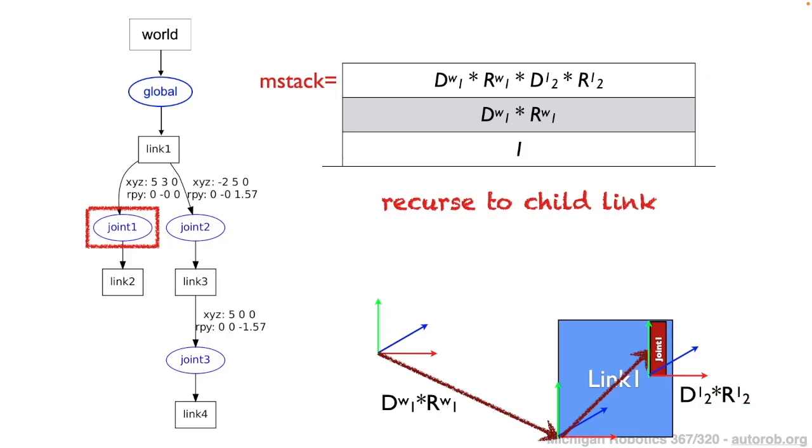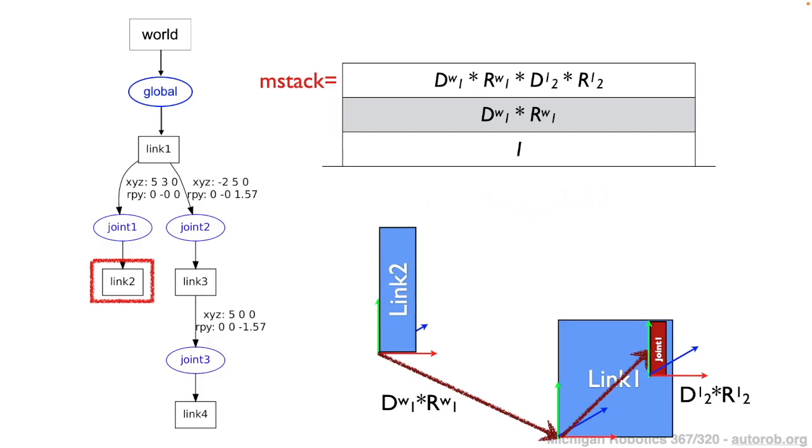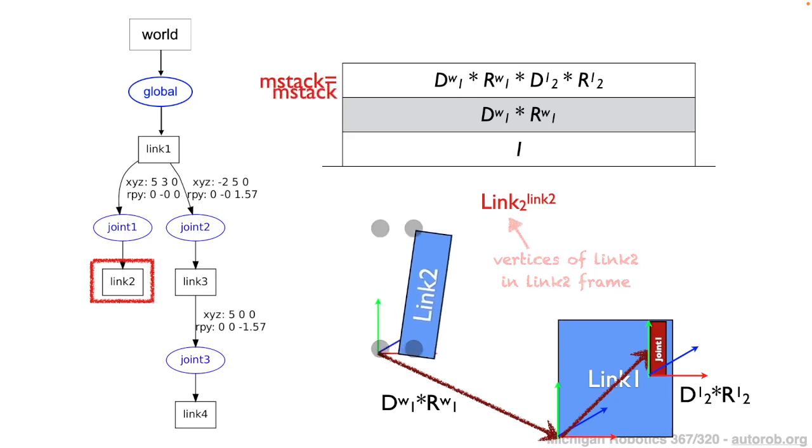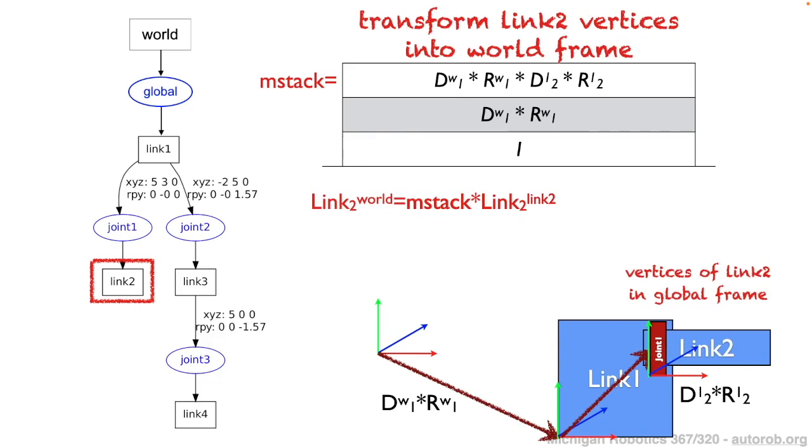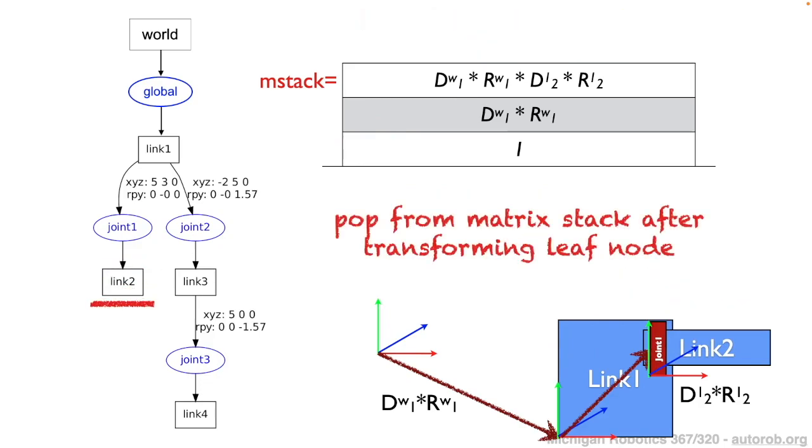So once again, we recurse to the child link of this joint 1. We arrive at link 2. And so now we need to, once again, calculate what the transformation for link 2 should be in order to position it correctly within the world coordinate frame. And so to do this, we're going to follow a similar process where we will take the top of our matrix stack, we will multiply it by the vertices of link 2, and that will give us the correct positioning of link 2 with respect to the world coordinate frame.